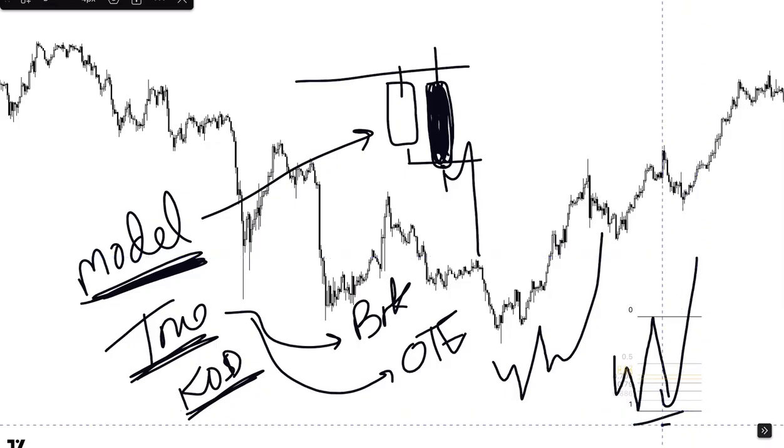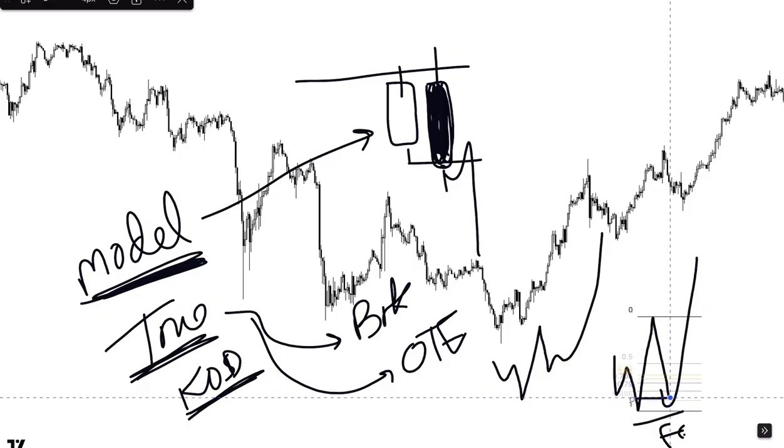In this case, it'll be a failure swing, usually going to a rejection block. So those are nuances of the OTE.